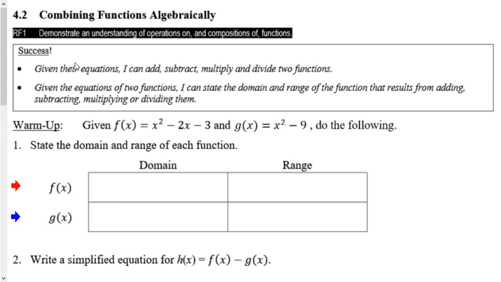This is Math 30-1, and we're looking at Chapter 4, where we're combining functions together. And in 4.2, we're going to start looking at combining functions algebraically. So when we say combining functions, we're thinking about performing those four operations of addition, subtraction, multiplication, and division.